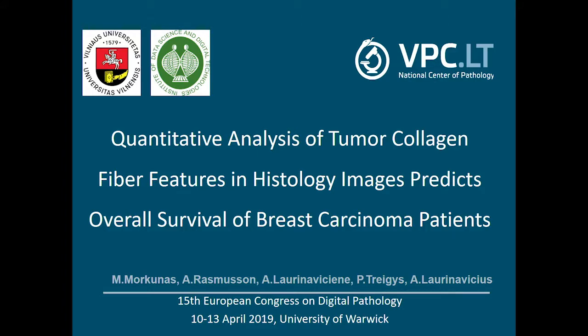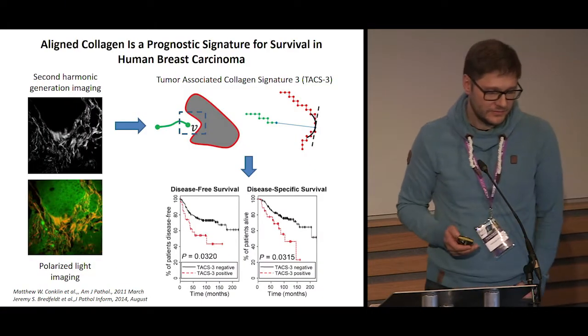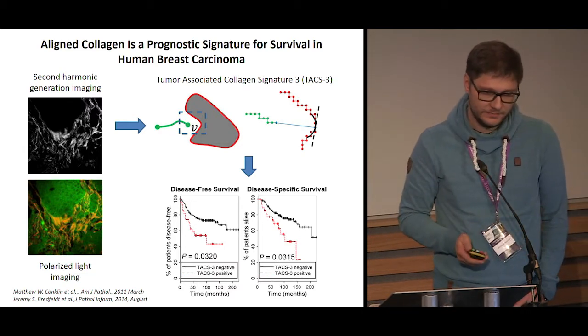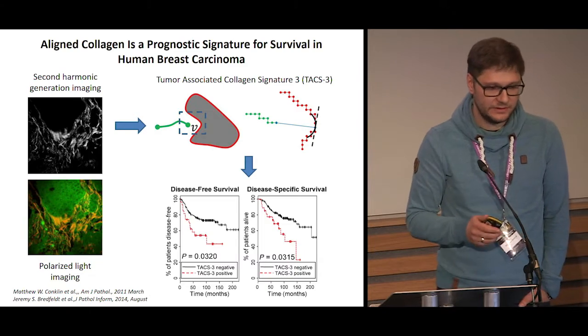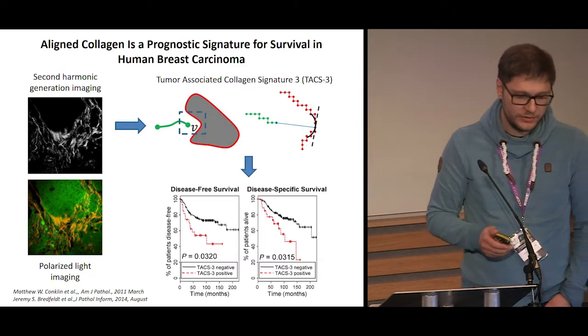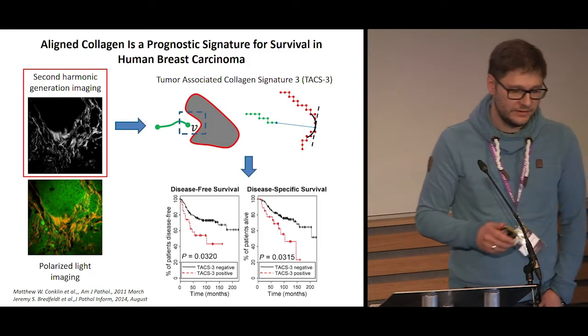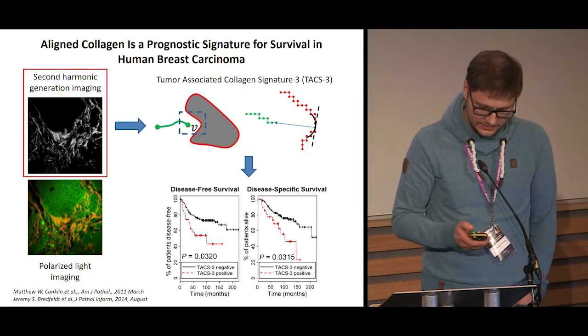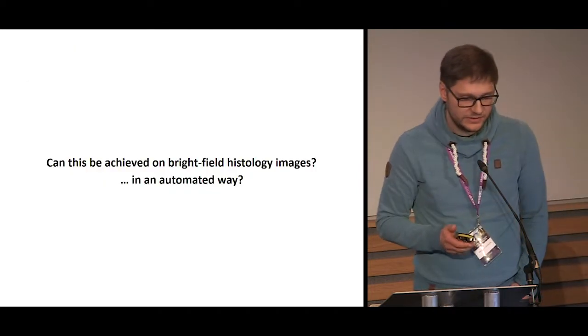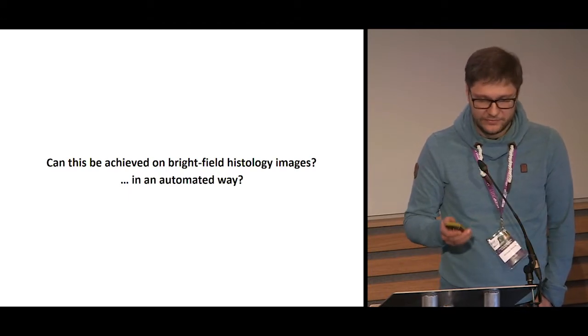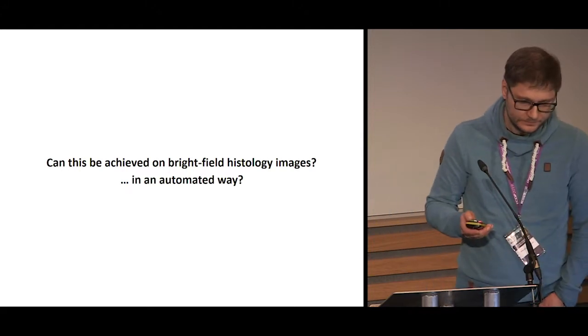We present here a method for quantitative analysis of tumor collagen in bright field histology images. For quite some time, we have known that collagen is an important part of tumor tissue, and that aligned and specifically organized collagen is an important predictor of patient survival. But to achieve this, one usually needs to use some specialized imaging technique. So naturally, a question arises: is this possible from bright field images, and preferably in an automated way?